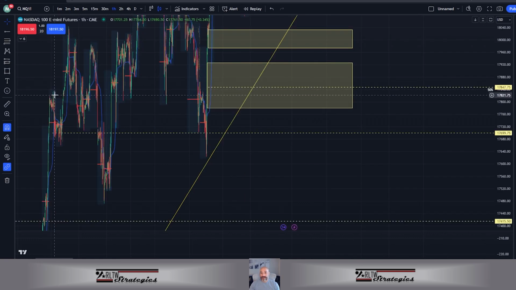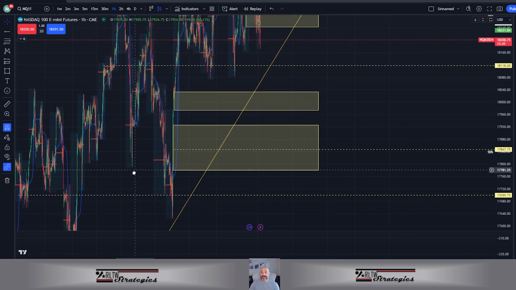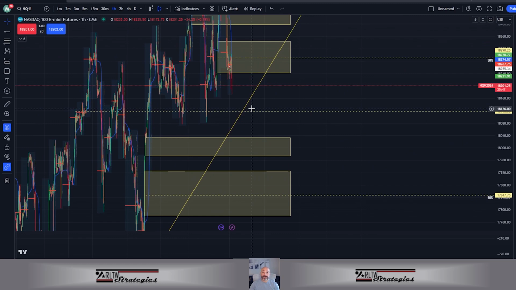So again, because I had a line here, the 50% area will act as a zone between this area of support, right? Because price is above this area, we're going to call this area support. Everything below price will be an area of support until it breaks through it.